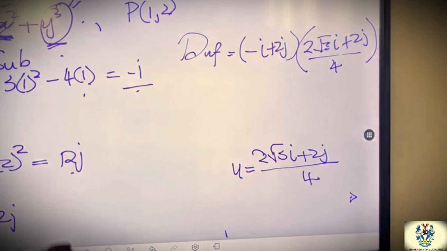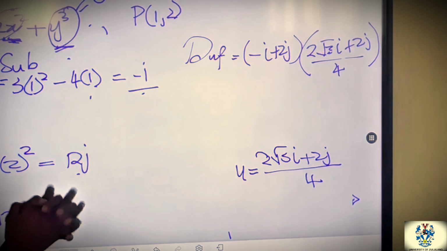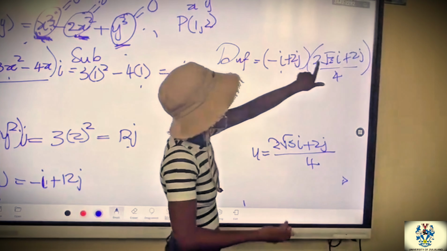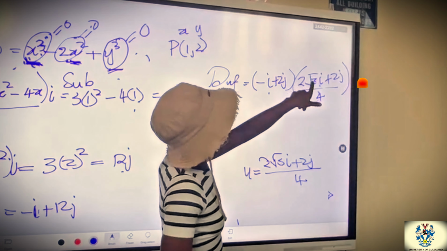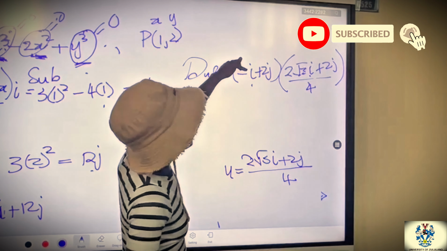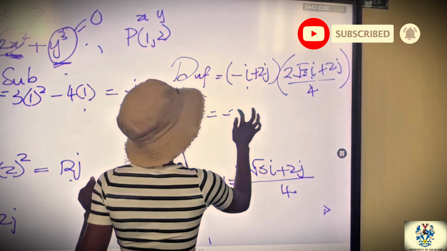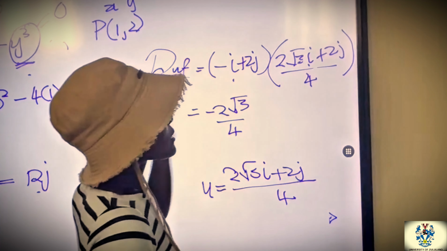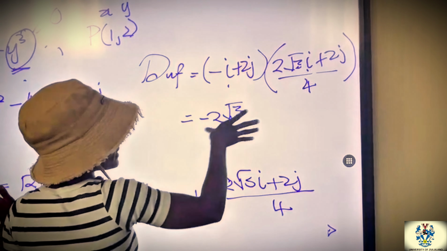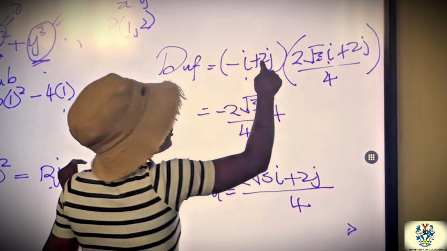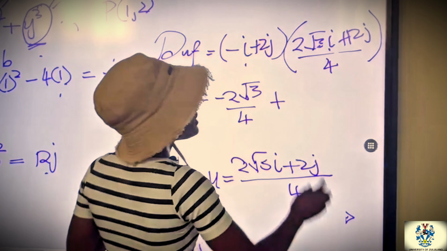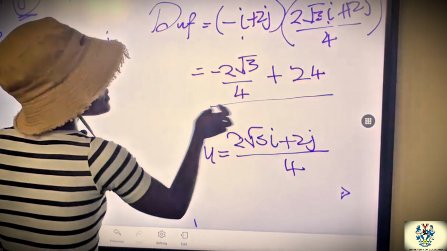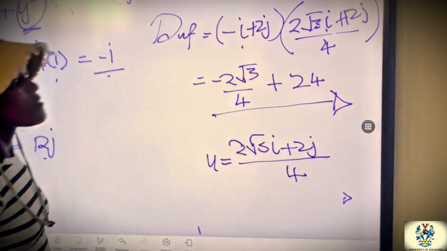So let us now multiply this out. We are multiplying the corresponding values. We have i here and i here: 2 root 3 i over 4 multiplied by negative i gives negative 2 root 3 over 4, since i multiplied by i is 1. Then plus 12 multiplied by 2, which is 24 over 4. Then we can add these and get our final answer. Thank you very much.